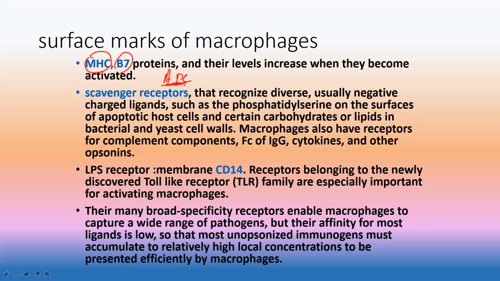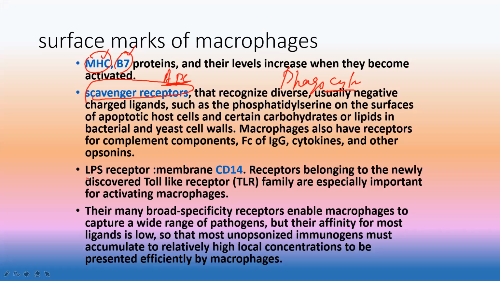As antigen presenting cells, they use MHC protein and B7. They also have other receptors, such as scavenger receptors. What's a scavenger receptor? For example, for phagocytosis, for opsonization of bacteria to eat them. Clear? They have scavenger receptors here.